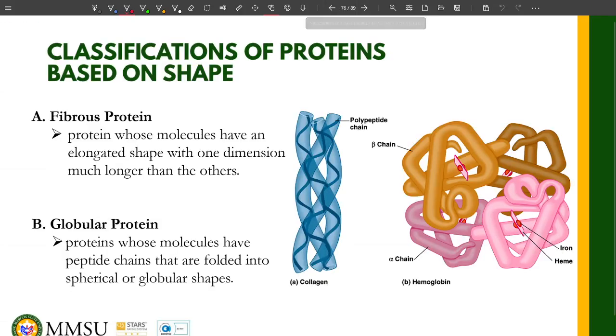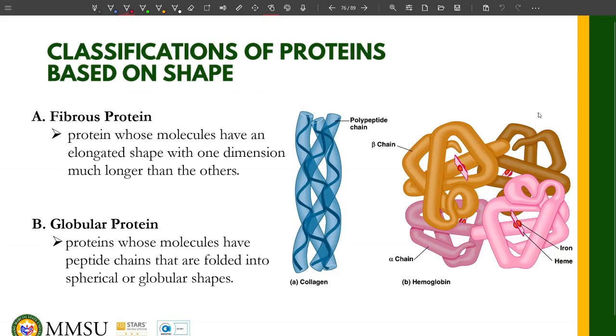Okay, then next, probably the last classification of proteins, which is based on their shape. We have two: the fibrous and the globular protein. I think this one, fibrous and globular protein, is now the shape of their quaternary structure.